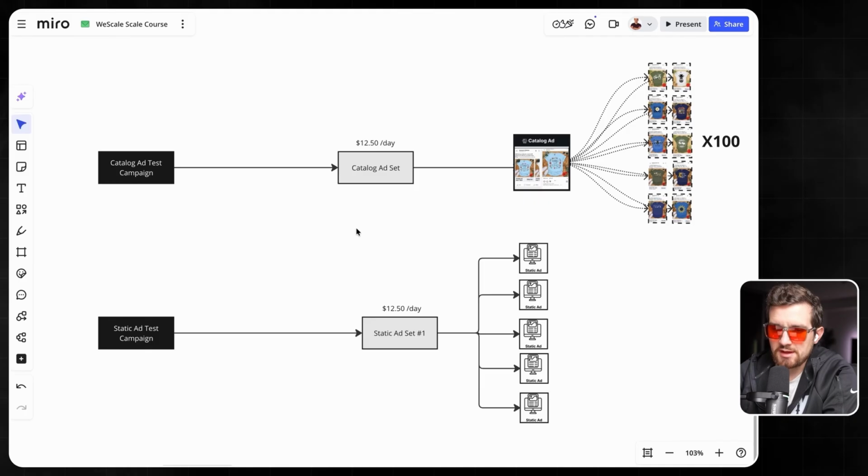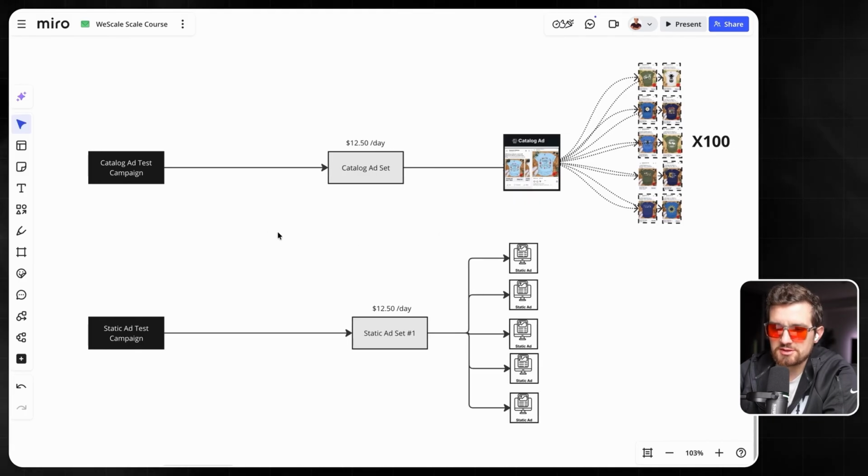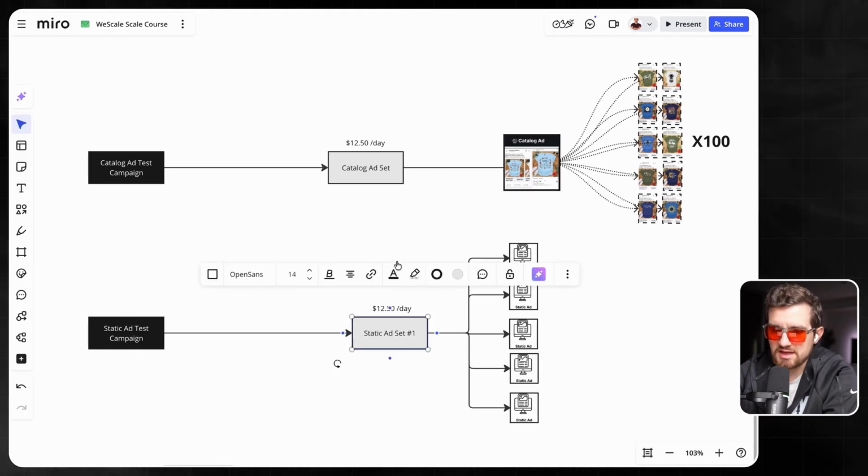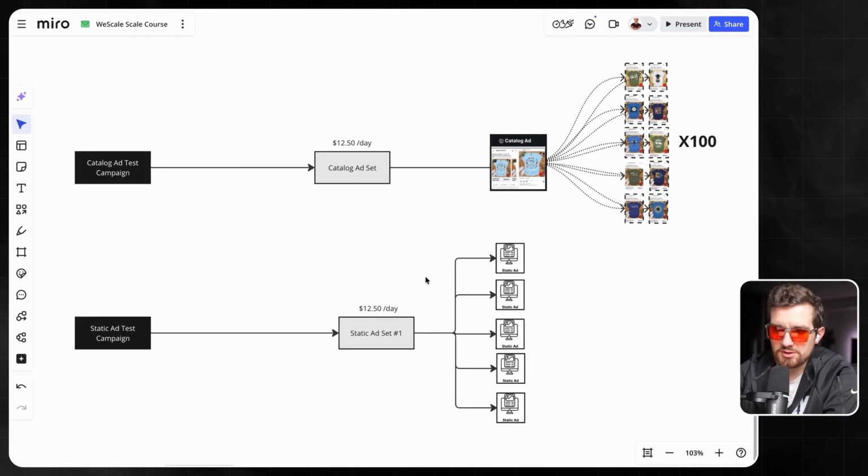All right, so what we just described with graduating or with testing out the static ads is what our entire ad account looks like right now. All of the running campaigns, at least.